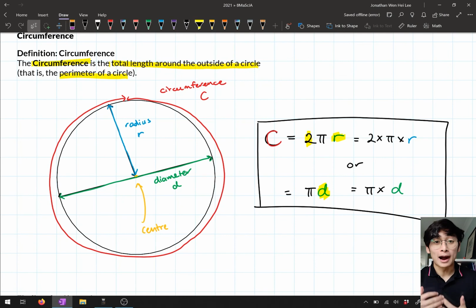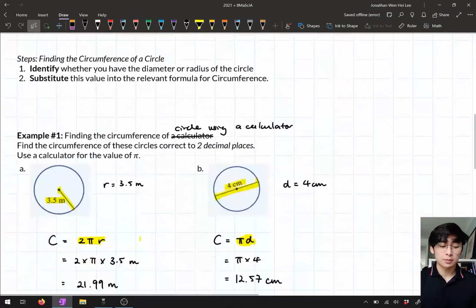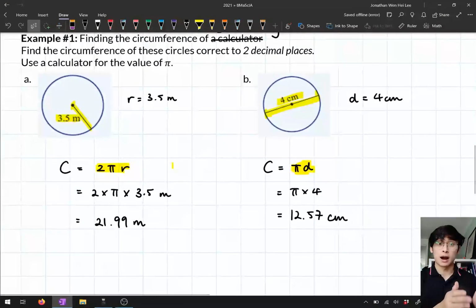The first one is 2 pi r, where r is the radius, the length from the center of our circle to the edge. And the other one was pi times d, or the length that you would get if you go from edge to edge of our circle, making sure that that passes through the center. And so depending on what you get given in your question, you're going to use different formulas. So for example, if you get given a radius, you need to use 2 pi r like we do on the left here. And if we're using the diameter, we use pi times d like we do on the right for this example.